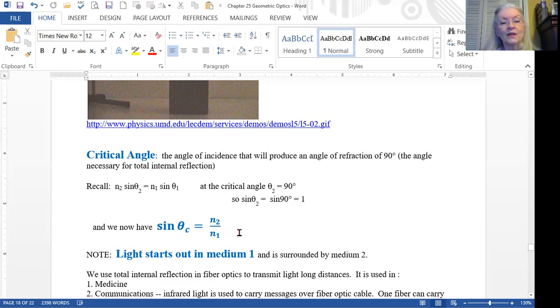If you get an error with this equation, it means you've switched the two indices of refraction. You'll see this in the examples that we do. We'll do some numeric examples in class.